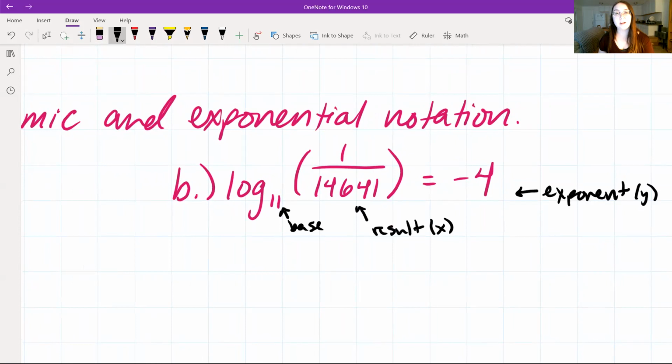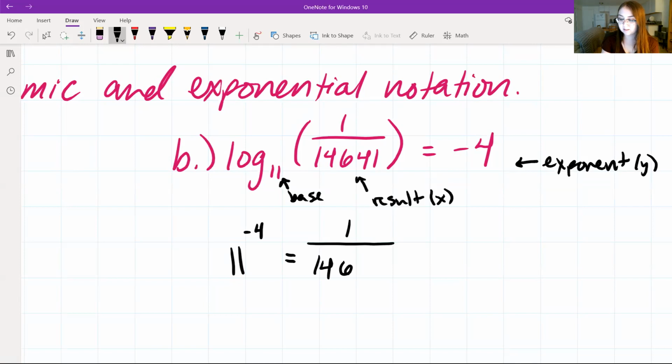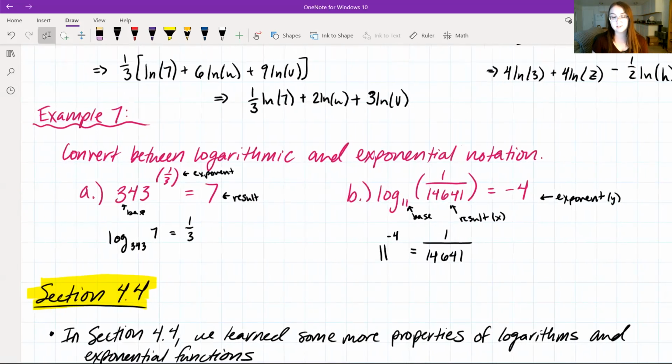So now to rewrite this in exponential form, we start with our base, which is 11, to our exponent, which is negative 4, equal to x, which is our result, or 1 divided by 14,641. So that's how we rewrite our logarithmic and exponential equations to have the opposite notation.